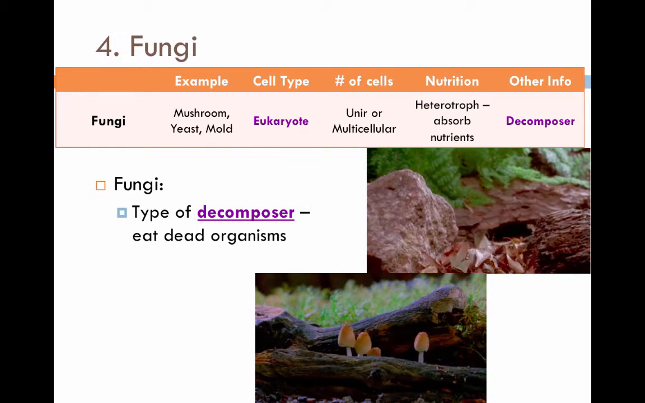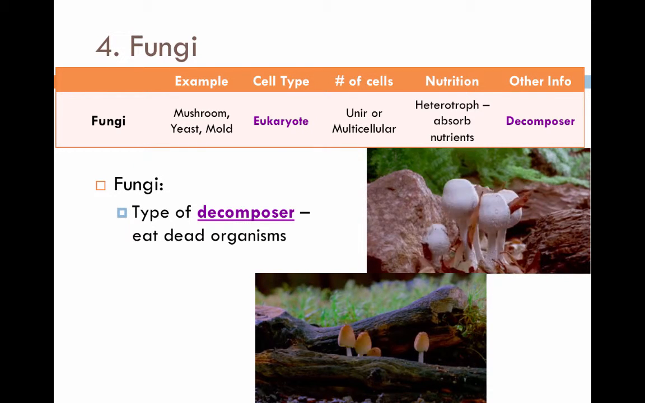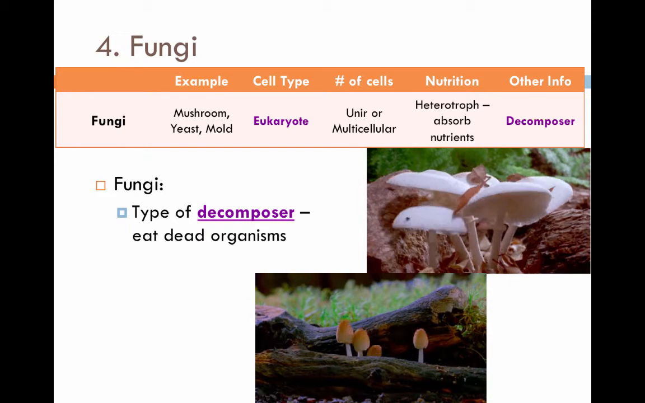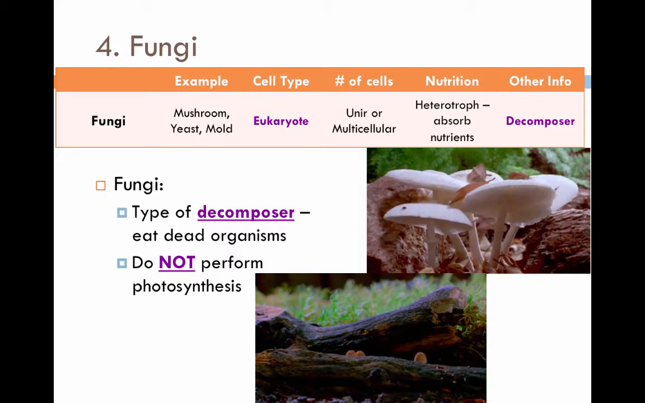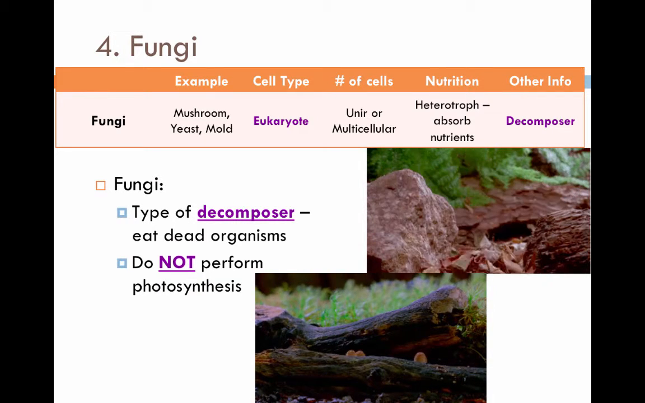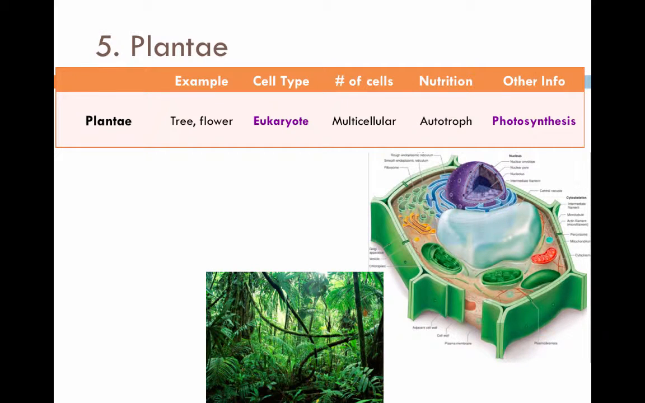Fungi are a type of decomposers, which means that they eat dead organisms and return the nutrients back to the soil. Anytime something dies, plants, animals, or even humans, bacteria and fungi work together to break down their bodies and break it back into soil. A common misconception is that fungi are photosynthetic. That's not true. Fungi do not perform photosynthesis. The only way they get their energy is by absorbing the molecules of dead bodies through their cell membranes. They are decomposers.